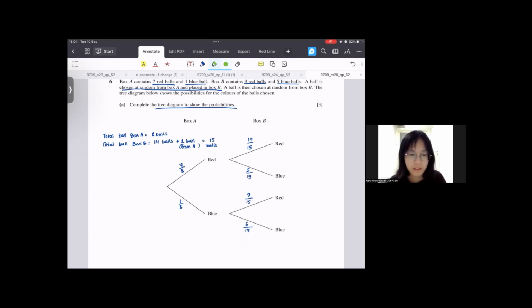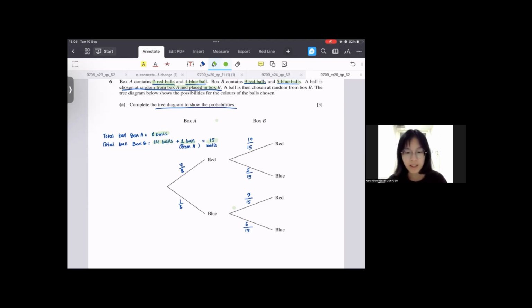And what I did first is calculate the total amount of balls in both box A and box B. So it's mentioned here that box A contains 7 red balls and 1 blue ball. So that makes a total of 8 balls in box A. Then we have 9 red balls and 5 blue balls in box B. So that makes a total of 14 balls. And we should add 1 ball, which is from A, because it says here from box A and placed into box B. So plus 1 ball, and that makes 15 balls. So then we can complete the tree diagram.